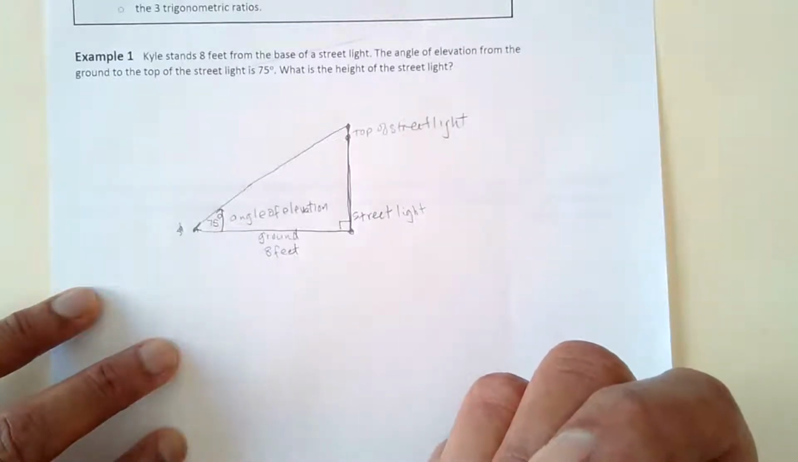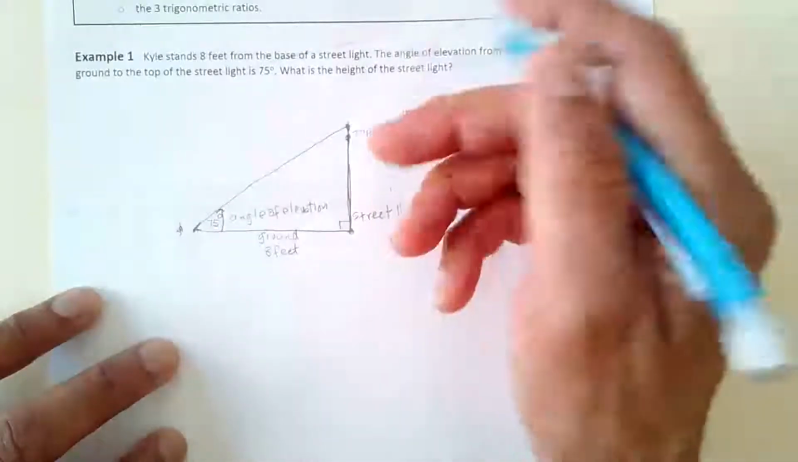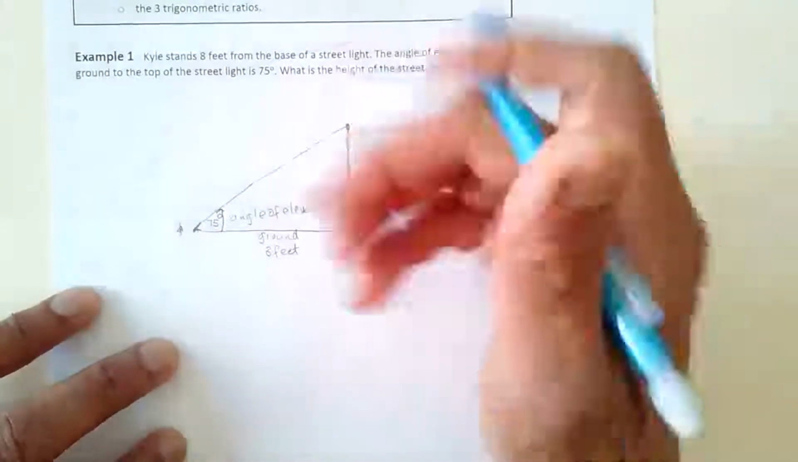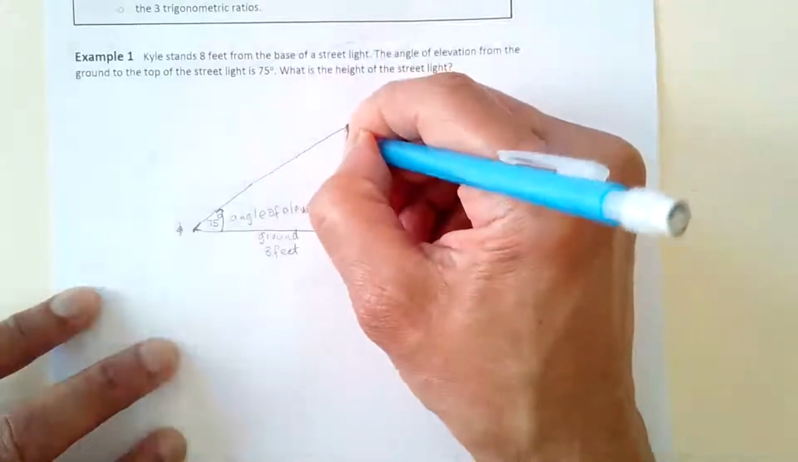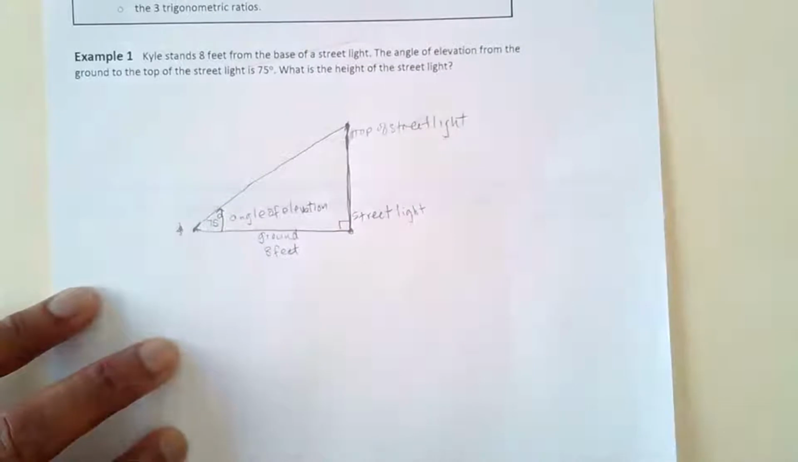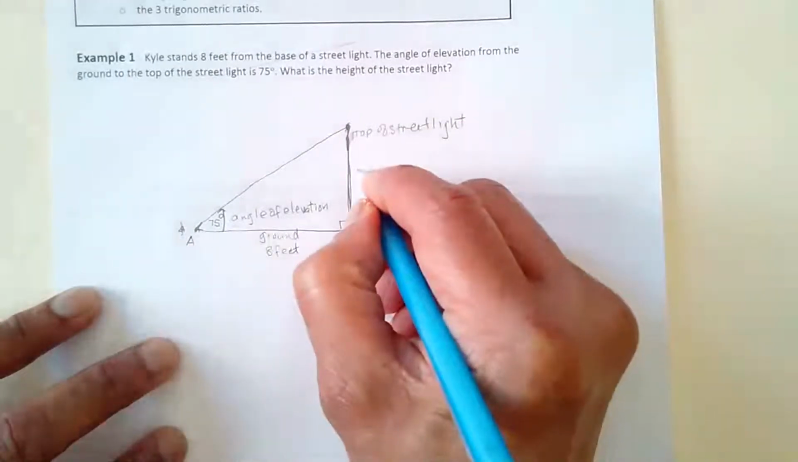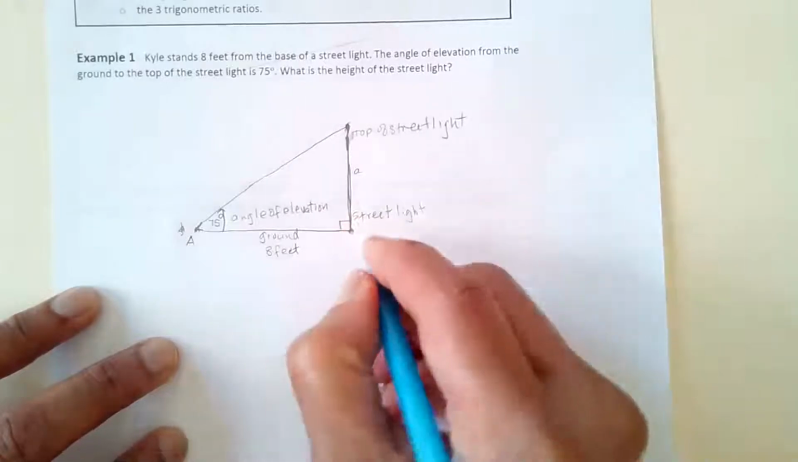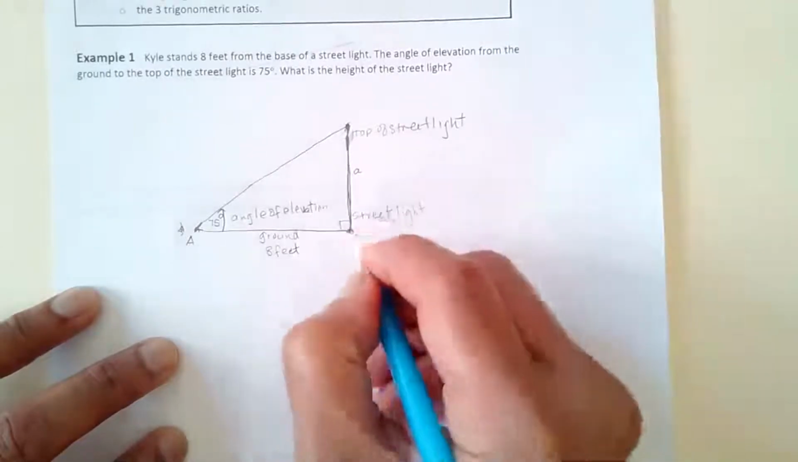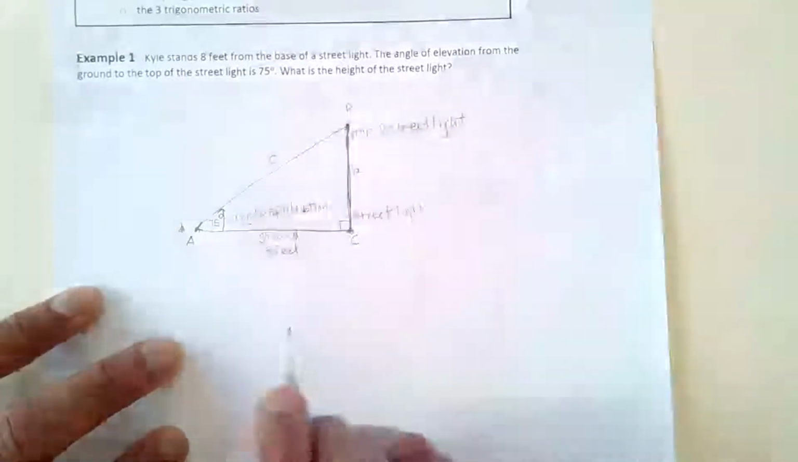And we would like to find the height of the street light, how high the street light is. So let's move this guy here. The street light is up here. So we want to find, if you were to label our triangle, we call this A. So this would be A. This would be C, and this would be B. We want to find A.